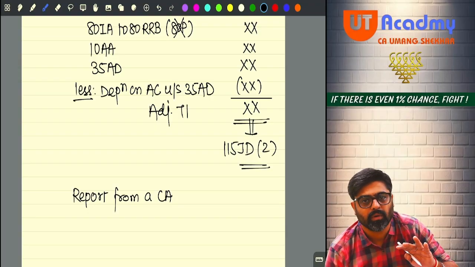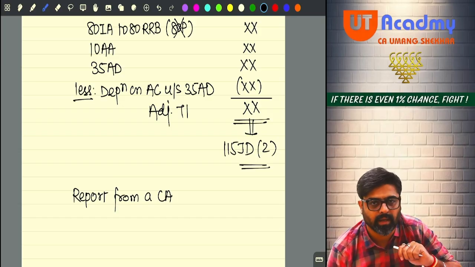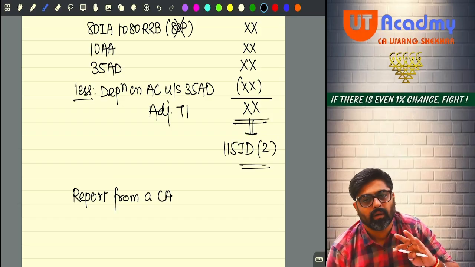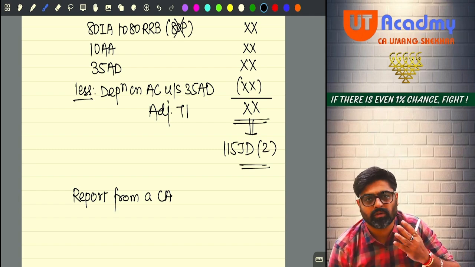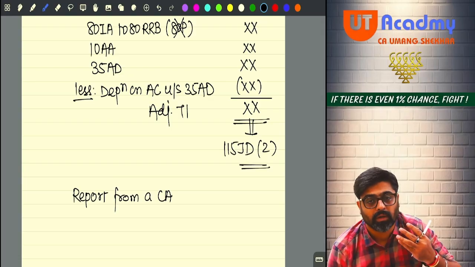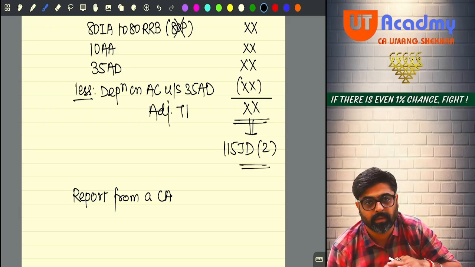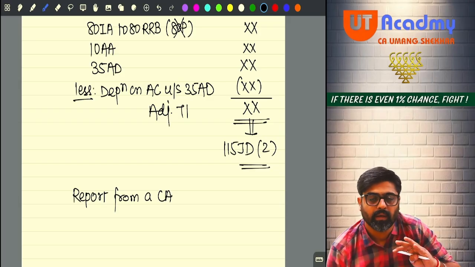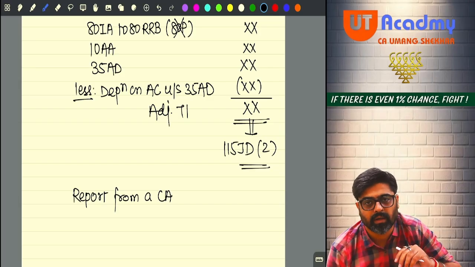In that report, all the reporting related to alternate minimum tax will be done. What was your total income which was calculated on a regular basis, what was the tax liability calculated, how much deduction under 10AA was claimed, how much deduction under 35AD was claimed, what should be the amount of depreciation on that 35AD amount. Okay, no? Then how much deduction you would have claimed under section 80IA to RRB except ATP.